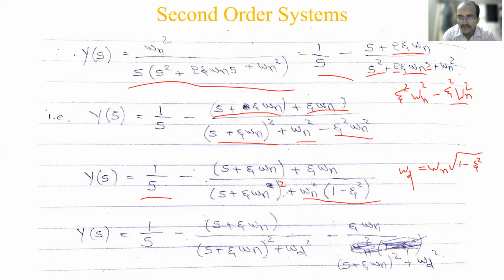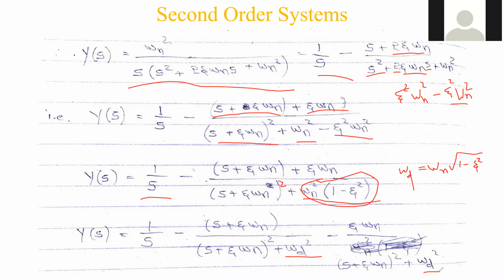So now what I have here is omega n square, and this square root is removed. 1 minus zeta square is there. Nothing but what? So it is omega d square. So this complete term is omega d square. So that's what I have done in the substitution here. See here, omega d square, omega d square. So I have split the equation here, that also I will show you.